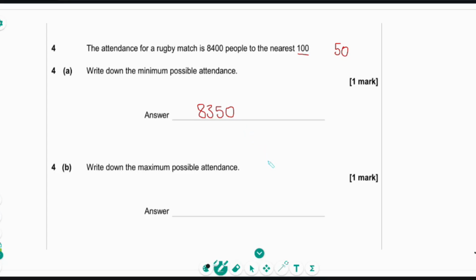Well, what's the upper bound? If you add 50 onto 8,400, we get 8,450, but that would actually round up to 8,500. If it was continuous data that had been rounded, we could have left it like this, but we're looking at the attendance, the number of people at a rugby match, which can only take on whole number values, so it'd be 8,449.